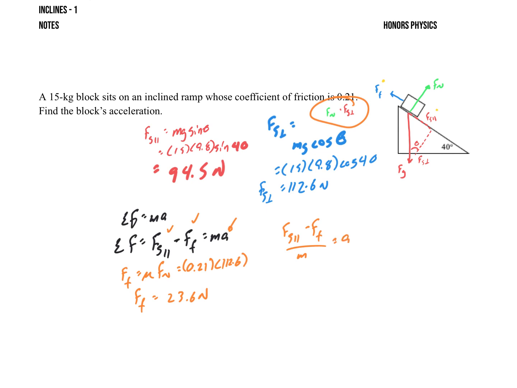So my parallel force is 94.5. My frictional force is 23.6. Mass is 15. After I do all my calculations, I should get about 4.7 meters per second squared down the ramp.